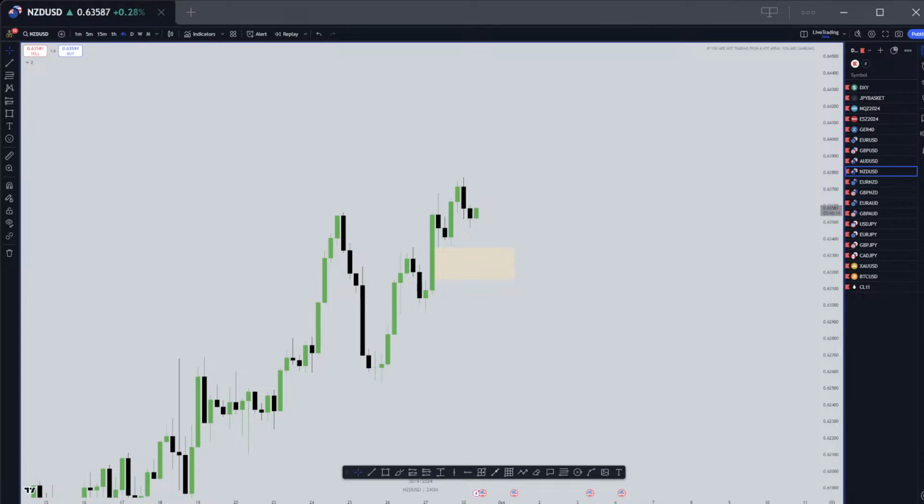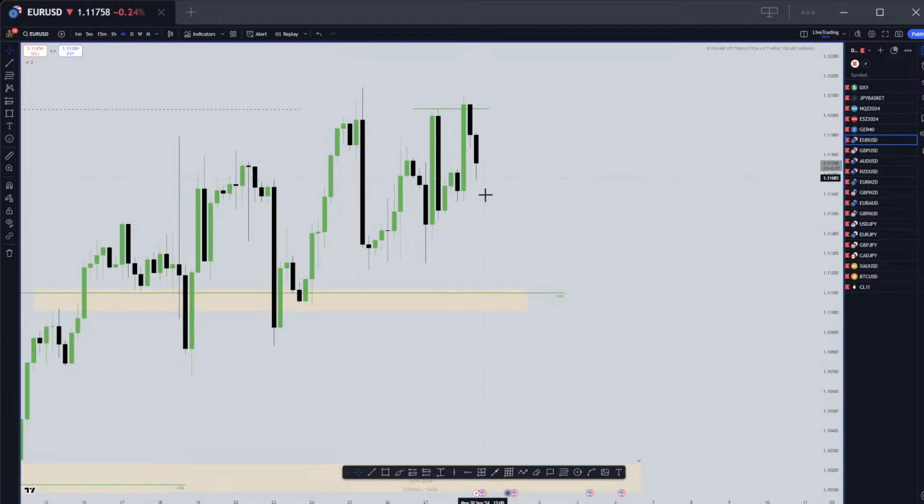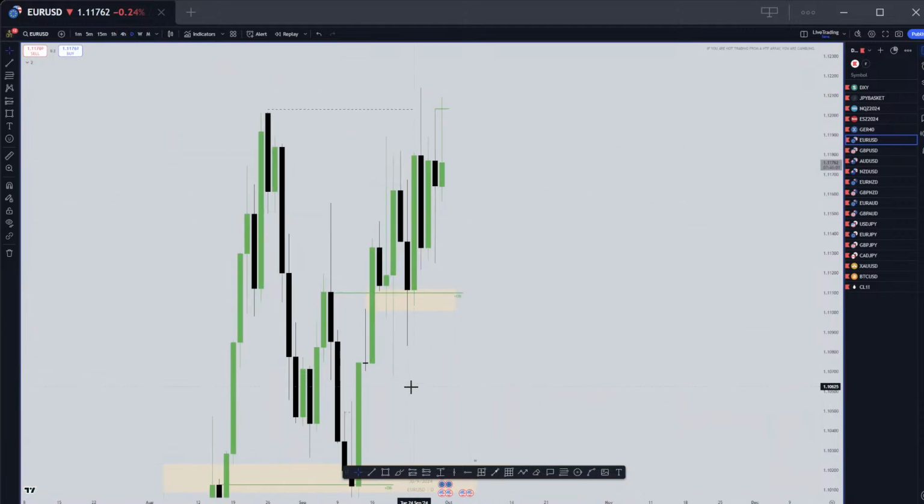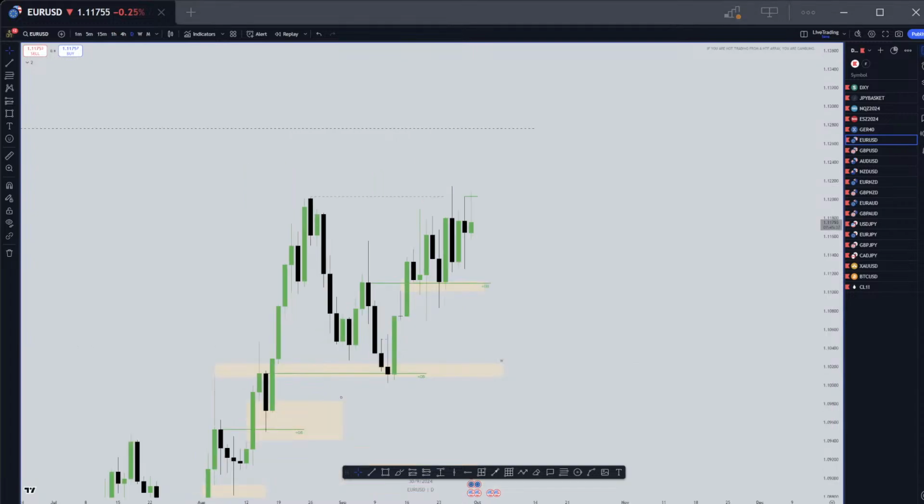Trader says daily 1.0833. Currently manipulation, or another consolidation.